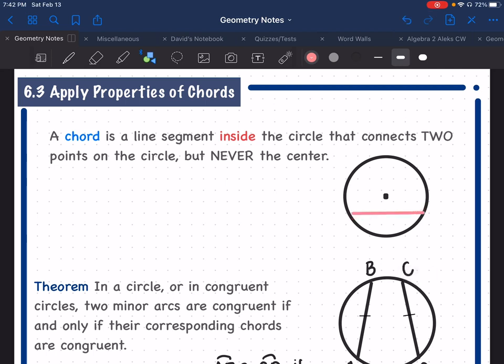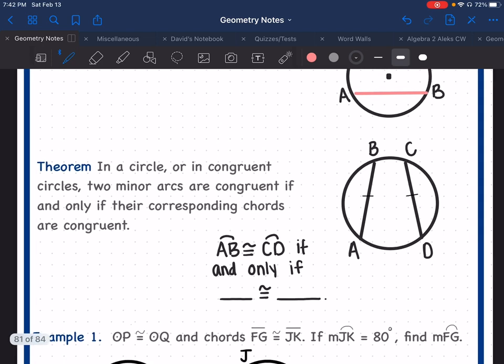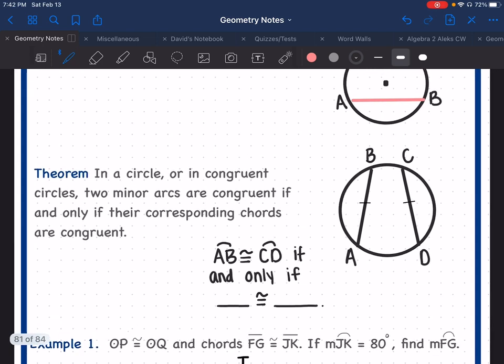There we go. From one side to the other, you could go ahead and call this point A and this point B, and then we can start talking about that chord. Today we're going to talk about 4 different chord theorems, and we're going to see how to apply them in situations today. So here is our first theorem.